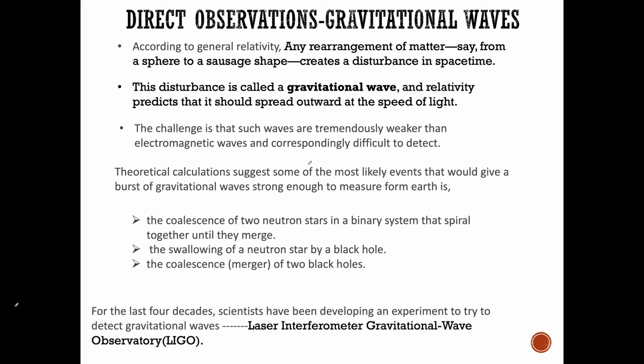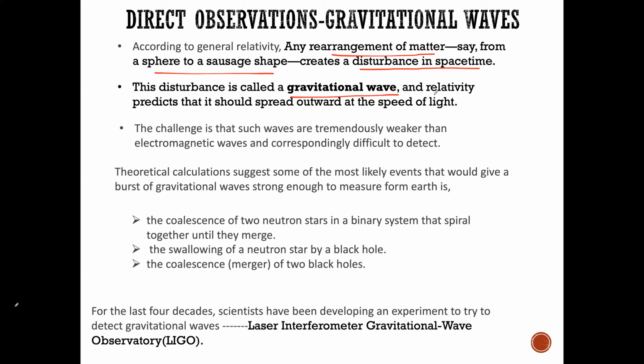So this also came as a result of the general theory of relativity, because according to the general theory of relativity, any rearrangement of matter from spheres to any other shape will create a disturbance in the space-time, right? So if there are motions or rearrangement of the matter, there will be a disturbance in the space-time. Now, this disturbance is what we call a gravitational wave, right?